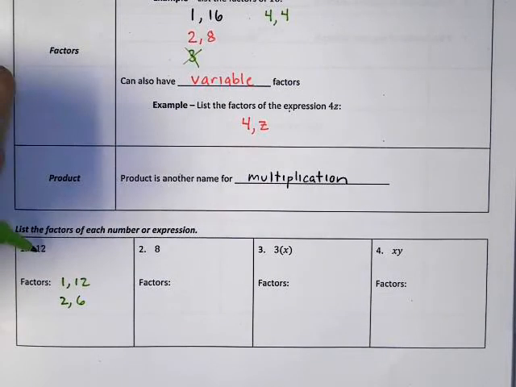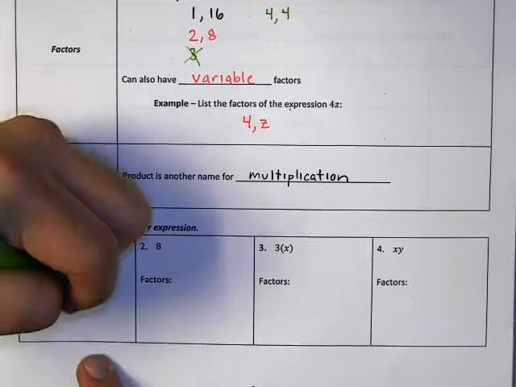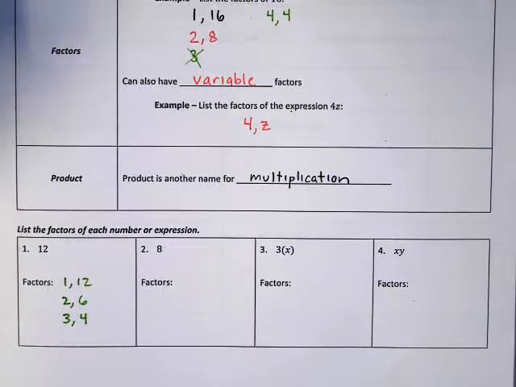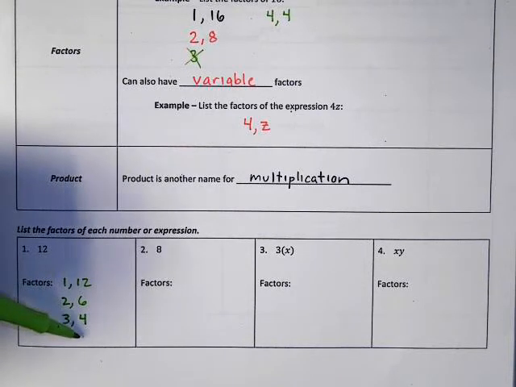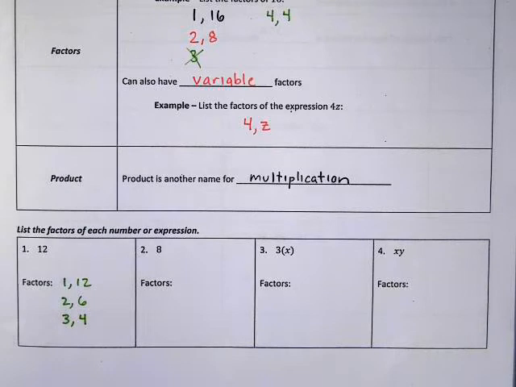Maybe 3. Let's see. 3. Oh, yeah, 3 and 4. Now, this is a good example. I know if I kept going, I would get a 4, and then 4 times 3 is 12. So that's just a repeat. You don't have to repeat them. Once you have all of the different or original pairs, then you can stop.